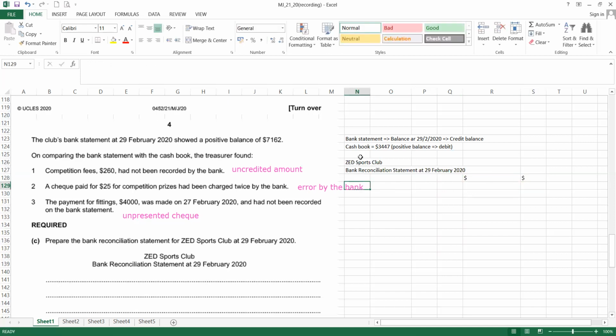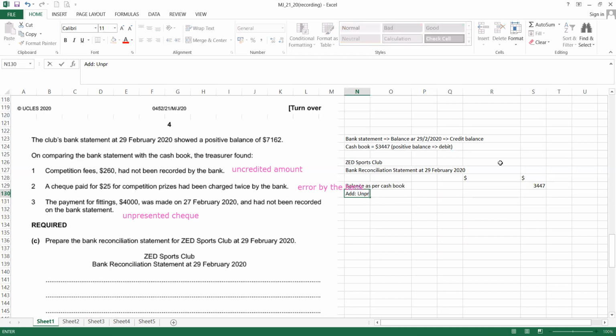Okay. I start with the cash book. Balance as per cash book, this amount, 3447. Because this is a positive, I don't need to put debit. Or you want to put debit beside, that's fine also. When we see a positive number, that means it's a debit balance for the cash book. Take note of the formula.